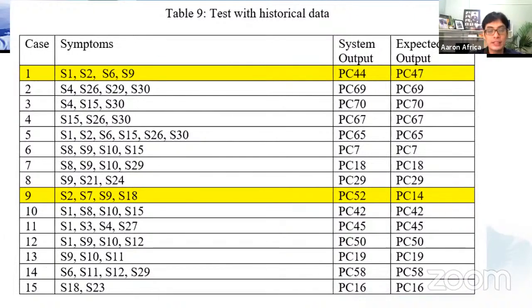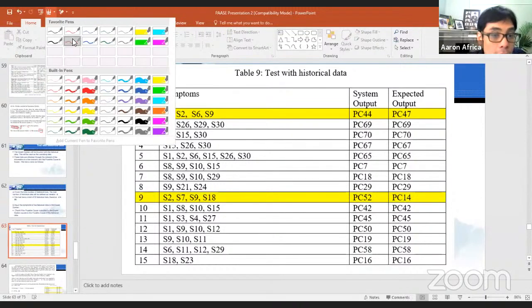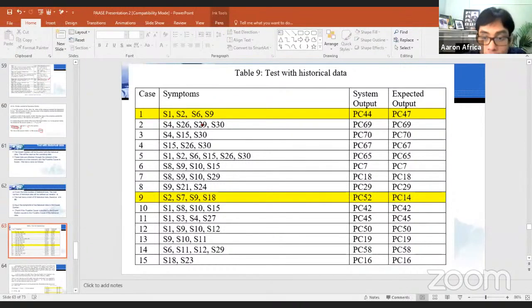Because with historical data we have 50, but I can only show 15 because of the PowerPoint. As you can see, for example, in case 2, if the symptoms are S4, S26, S20, S30, the expected output is PC69. Based on the historical data, the system output is also PC69, so they are equal.